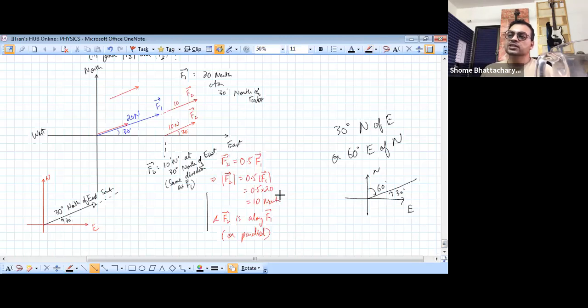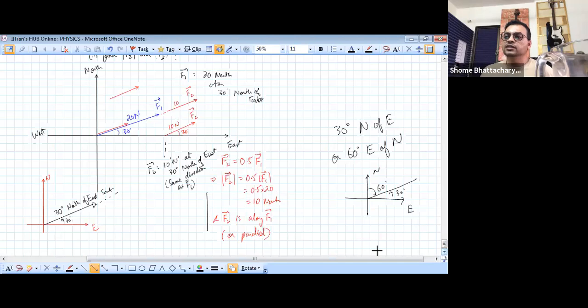So, what that means is, uska magnitude kitna hona chahiye? 0.5 ya half hona chahiye. So, 10 newtons hona chahiye. But 0.5 is a positive quantity. So, its direction kya hona chahiye? Parallel hona chahiye. Or same direction as F1. So, therefore, F2's arrow will head along the same direction, 30 degrees north of east. But F2's arrow will be half in length compared to F1. This is the meaning of it. Got it?